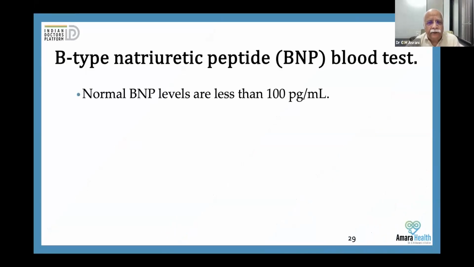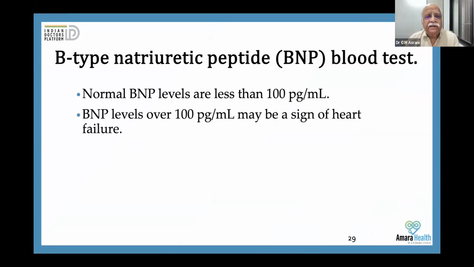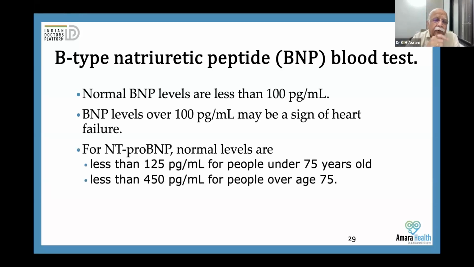Normal levels are below 100 picogram per ml. Levels above 100 may be a sign of heart failure. But again, 102, 103 you will not take as heart failure. NT-pro-BNP, this is BNP. NT-pro-BNP less than 125 picogram per ml for people below 75 years of age is normal. And for people above 75 years of age, up to 450 is considered normal.